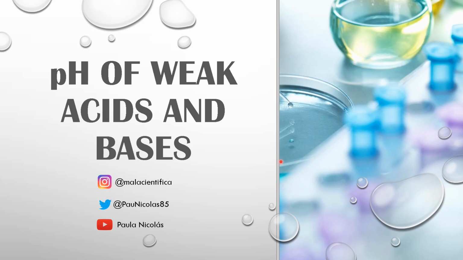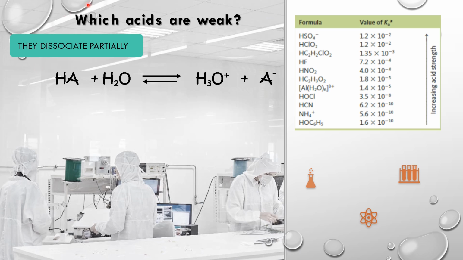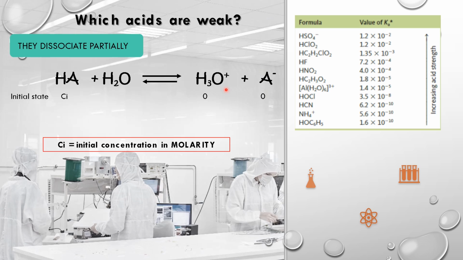How to work with weak acids and weak bases to calculate pH. Which acids are weak? Weak acids are those that dissociate only partially. What does that mean? Let's take a general acid with its proton and the anion. When a weak acid dissociates, it does so only partially. Some of the molecules of the acid that I put in the water will separate into the anion and the hydronium, but not all of them.